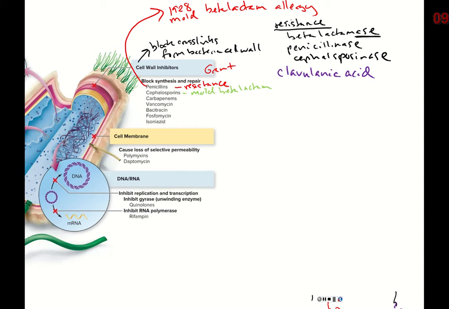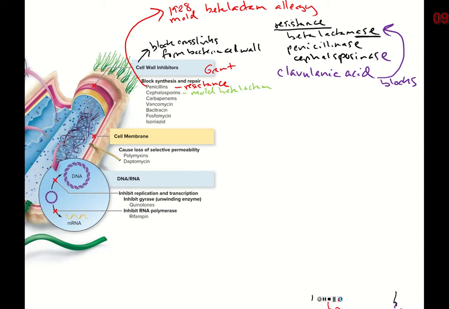So when you mix this acid with the penicillin or the cephalosporin, what it does is pretty cool. It blocks this enzyme. So if the bacteria had a beta-lactamase, now that's blocked. Therefore, it is susceptible again to the penicillin or to the cephalosporin. So that's pretty neat.